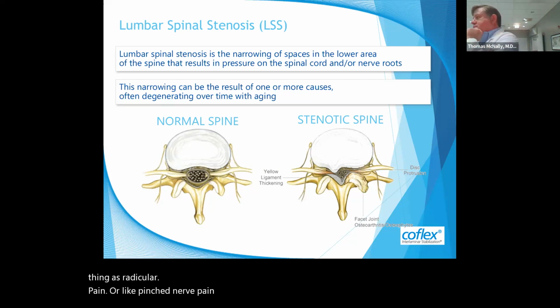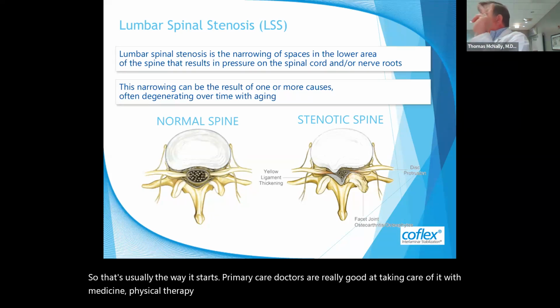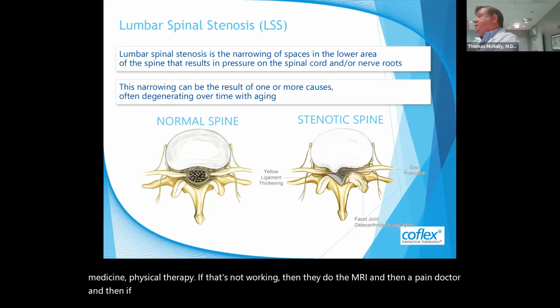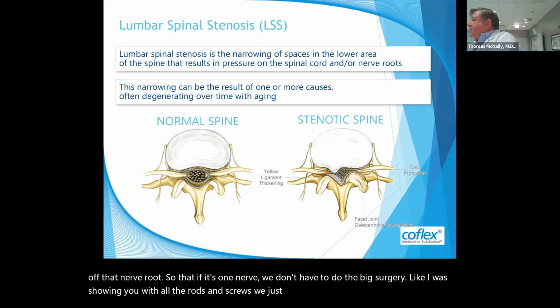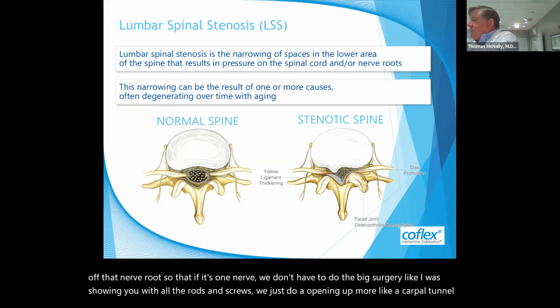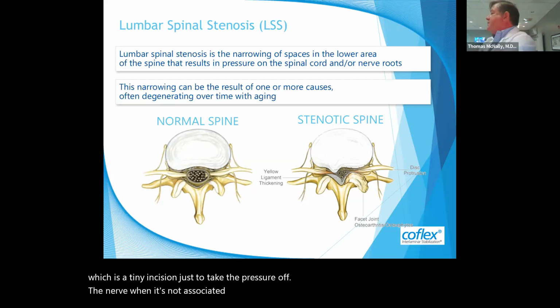What can you do for it? Just stretch it out? That's usually the way it starts. Primary care doctors are really good at taking care of it with medicine and physical therapy. If that's not working, then they do the MRI and then a pain doctor. And if even that doesn't work, that's when in surgery we go in there and take the pressure off that nerve root. If it's one nerve, we don't have to do the big surgery like I was showing you with all the rods and screws. We just do an opening more like a carpal tunnel, which is a tiny incision just to take the pressure off the nerve when it's not associated with scoliosis.